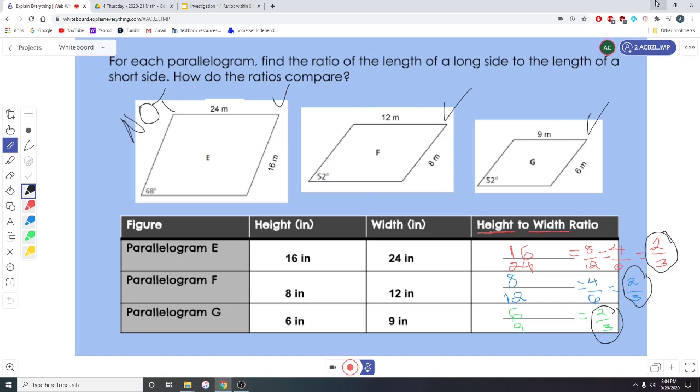Well, by our rule of similarity, all similar figures must have congruent angles, which means all angles must measure the same. Well, let's look at their angles. 52 degrees, 52 degrees. This is 68 degrees. Because its angle is not congruent to the others, this one is not similar at all. The other two are in fact similar because their ratios are equivalent and their angles are congruent.